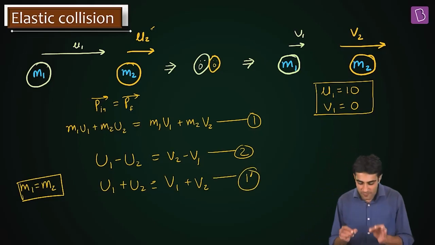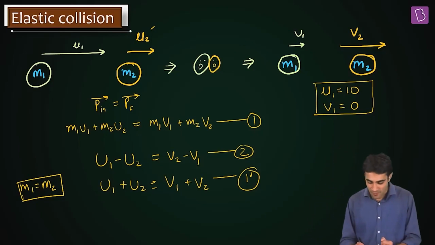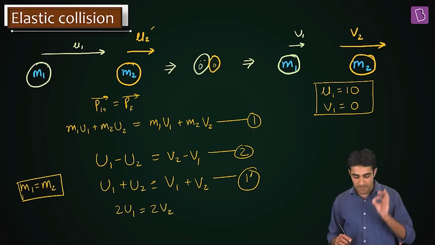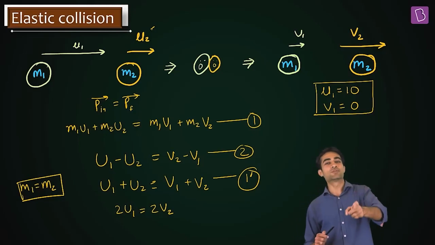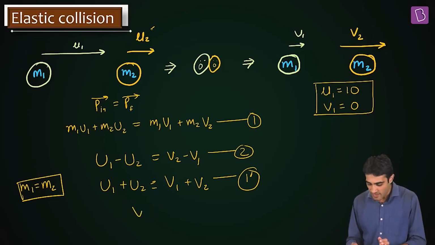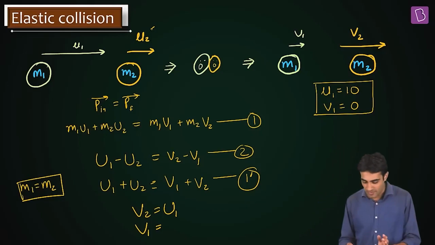Now if we add equation 2 and 1 dash, what are we getting? We are getting that 2u1 is equal to 2v2. Wow, we got the value of v2. V2 came out to be equal to u1. V2 is equal to u1. Yes, let me write it like this. V2 is equal to u1. And what about v1? V1 is coming out to be equal to u2.